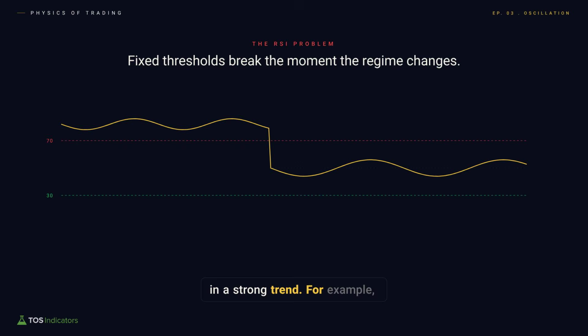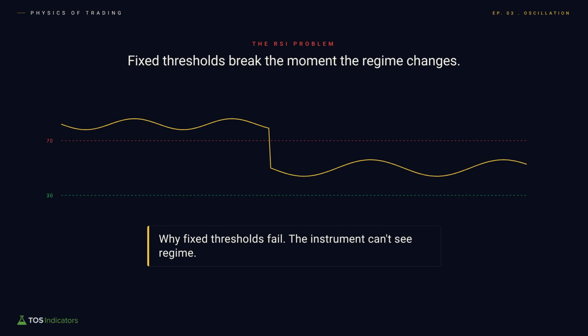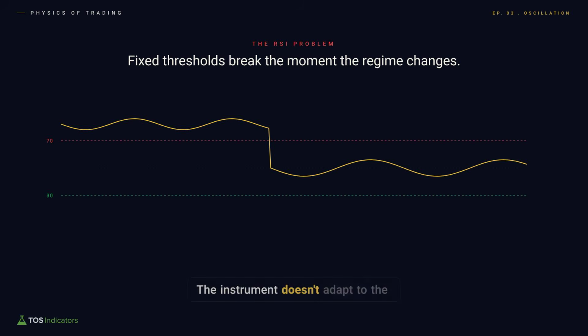In a strong trend, for example, the RSI can sit above 70 for many weeks. It can even hit 70, make a lower low, and then continue making a higher high. In a tight range, it might never even touch 70. So these fixed thresholds break the moment that the market changes its regime, its underlying market structure. Now, this is the fundamental limit of the basic RSI. The instrument doesn't adapt to the system that it's measuring.